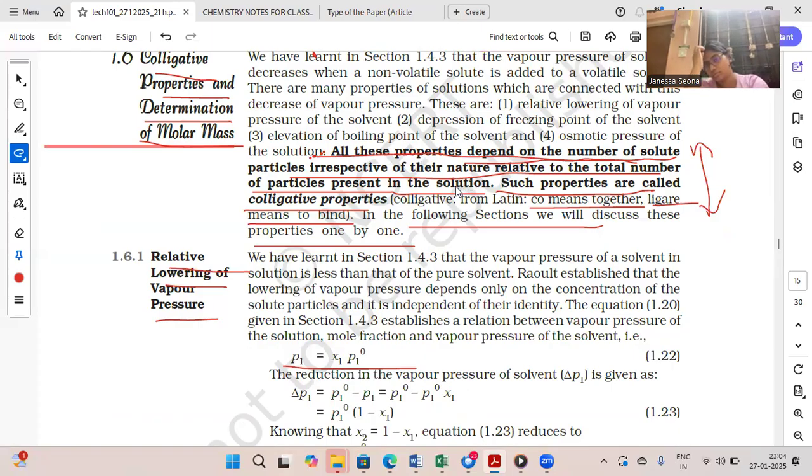You will be asked to define what are colligative properties and explain. Then you have to say that the properties that depend on the number of solute particles that are present in the system, irrespective of the nature of the species, are called colligative properties. And the typical colligative properties include elevation in boiling point, depression in freezing point, and osmotic pressure. Janissa, is it okay, ma?